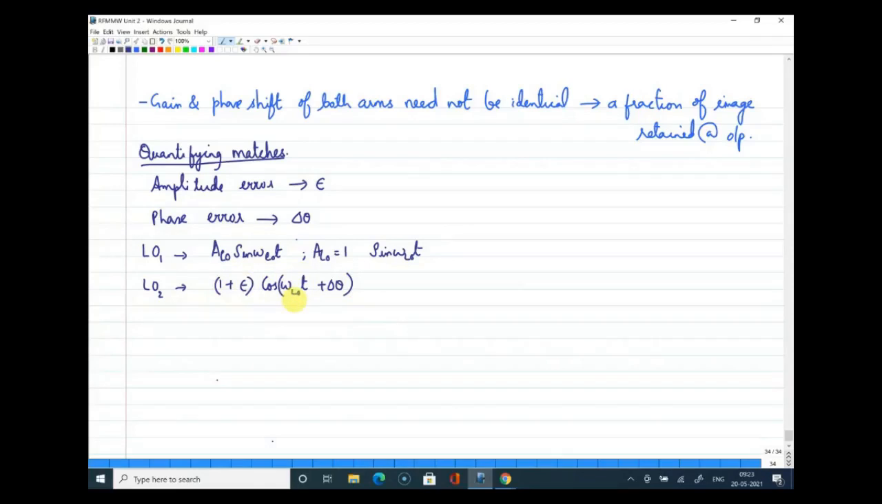Now I request you to write the signals coming at xa of t, xb of t, xc of t, and we will try to write the intermediate frequency. So can you guys try to write what is xa of t by including these mismatches?